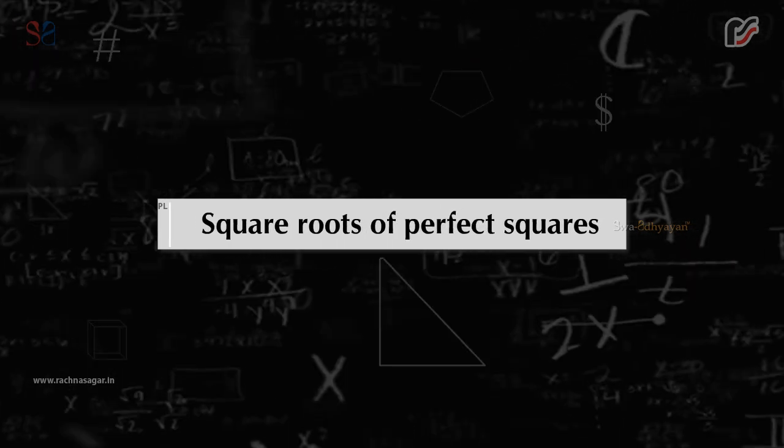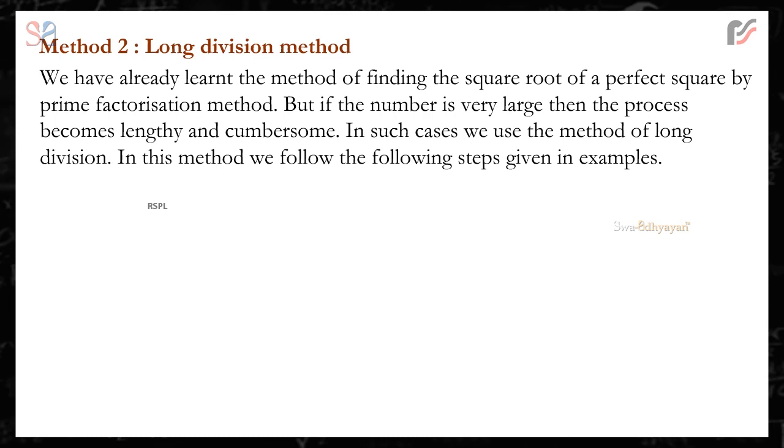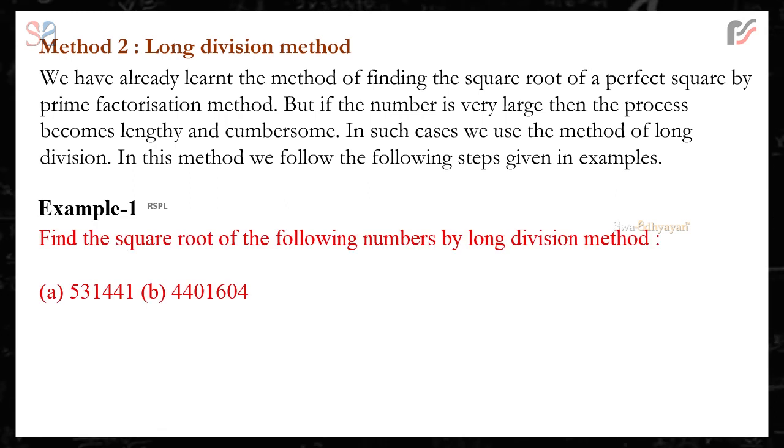Square roots of perfect squares. Method 2. Long division method. We have already learnt the method of finding the square root of a perfect square by the prime factorization method. But if the number is very large, then the process becomes lengthy and cumbersome. In such cases, we use the method of long division. In this method, we follow the steps given in examples.